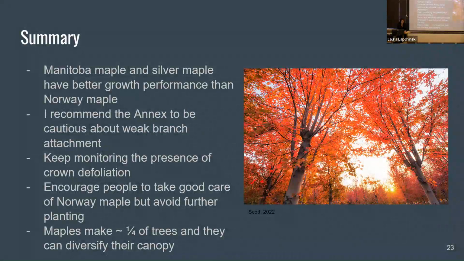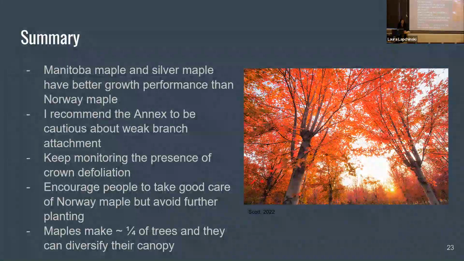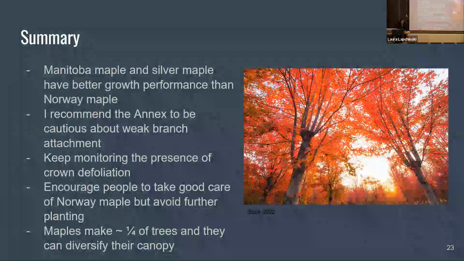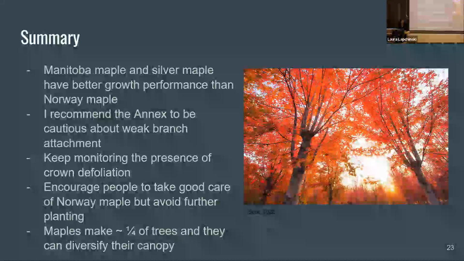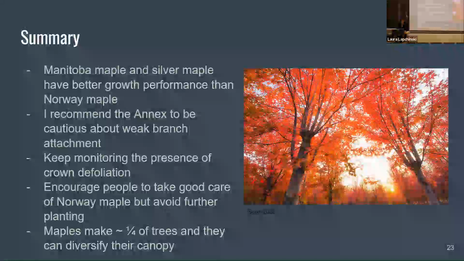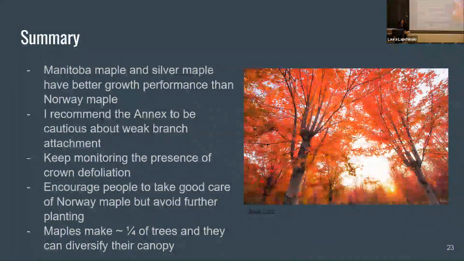I recommend the Annex be cautious about weak branch attachment to prevent damage and injury from fallen branches, particularly in summer and winter when storms and heavy snow occur frequently. Prune branches when it is necessary. Keep monitoring crown defoliation, since it is an easy way to tell the health condition of a tree, especially as crown defoliation is a health concern in the Annex.